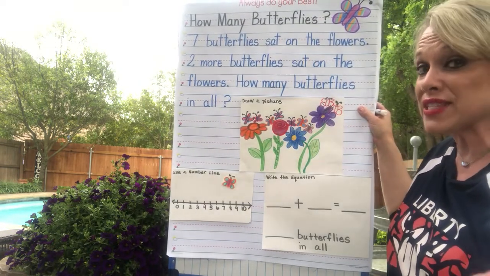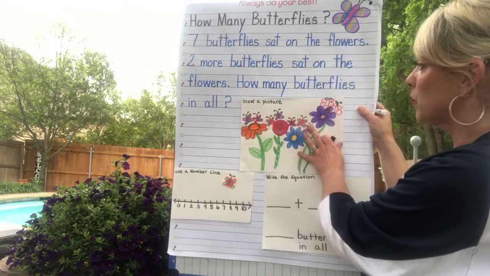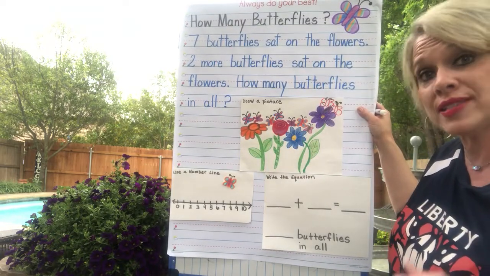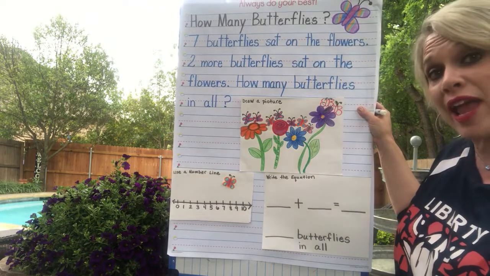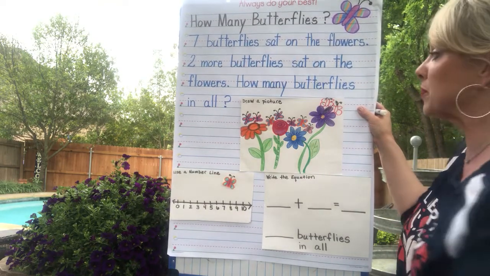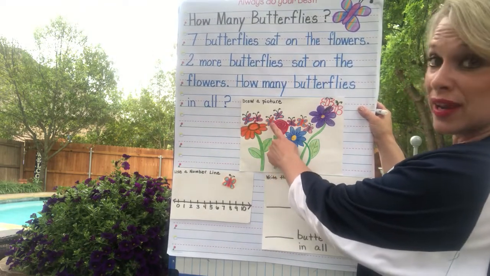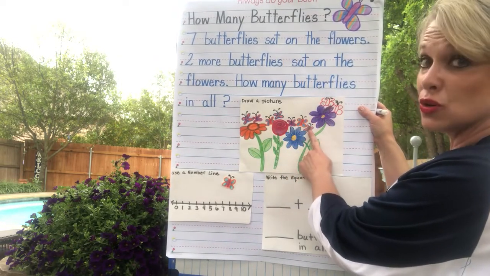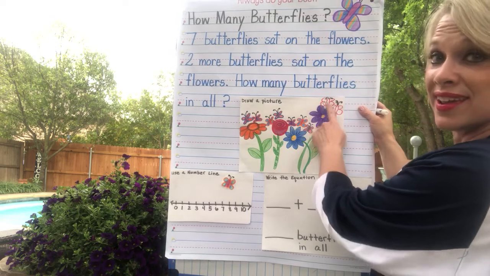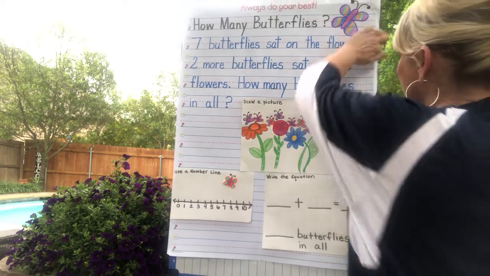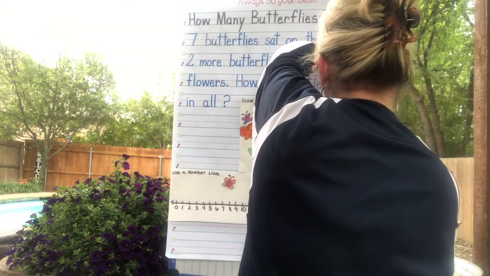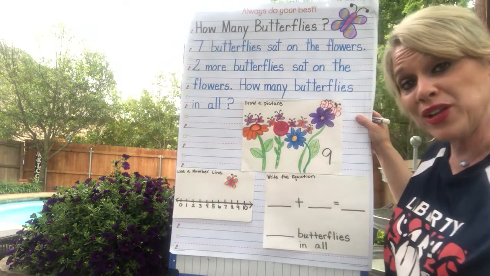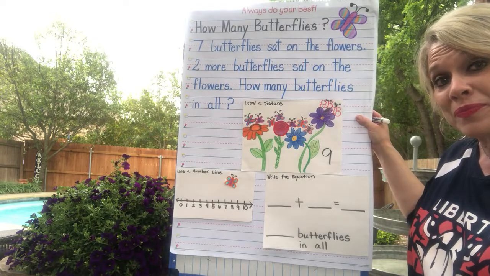So the way to solve this, if you're drawing the picture, would be then to count how many in all. You had 7, 2 more came along. Let's count and see how many we have now. 1, 2, 3, 4, 5, 6, 7, and 2 more would make 8, 9. 9 butterflies. So I'm going to write 9 right here. That's one way you could solve this word problem.